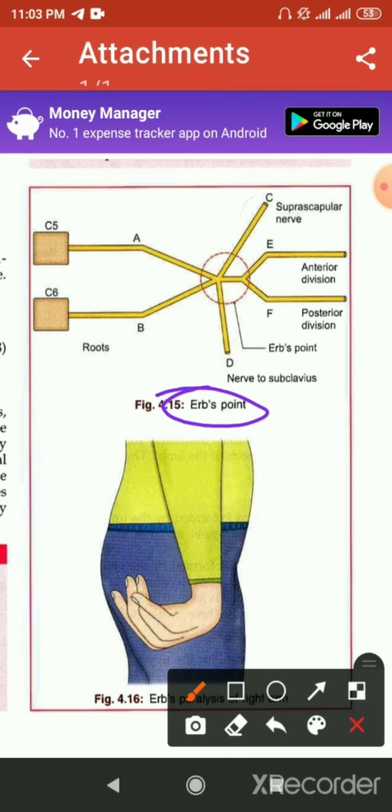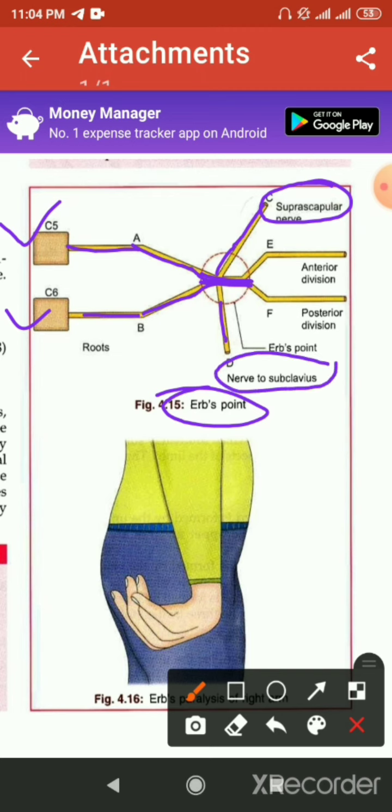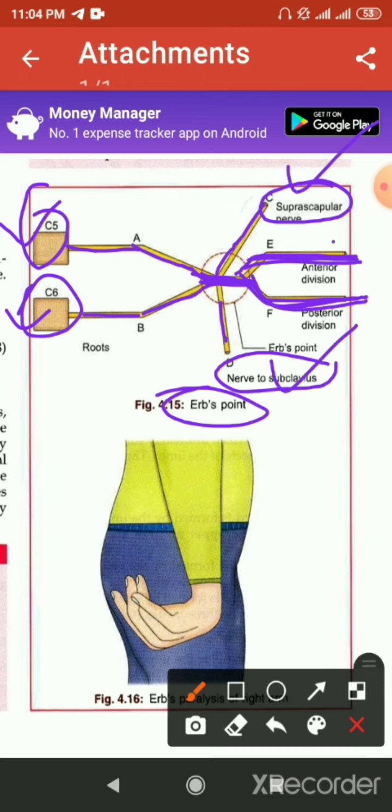Here 6 nerves meet. This is the root C5 and C6. These two roots together join to form the upper trunk. This is the upper trunk. From the upper trunk, we have already seen 2 branches arise. These are the suprascapular nerve and nerve to the subclavius. And from the upper trunk, 2 divisions arise, anterior division and posterior division. This is the anterior division and this is the posterior division. So look at that. 1, 2, 3, 4, 5 and 6. 6 nerves meet together in this point.